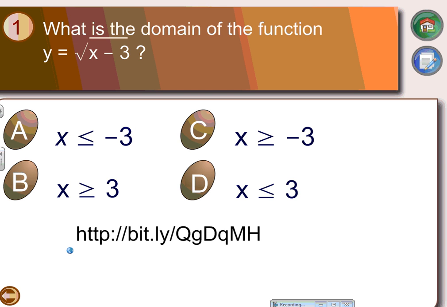We got a question. What is the domain of this function? y equals root x minus 3. You can go to the bit.ly link here and punch that in for yourself. So pause the video at this point, do your quick vote, and then come back and continue.